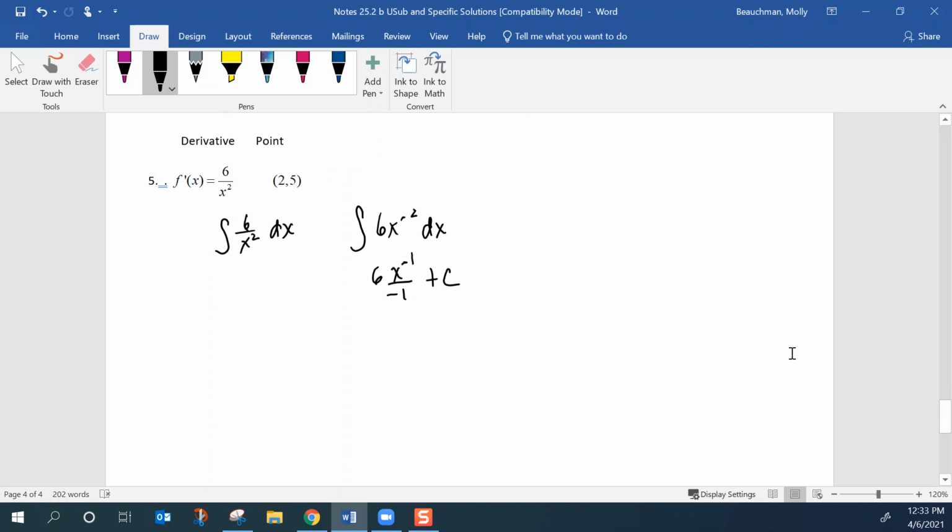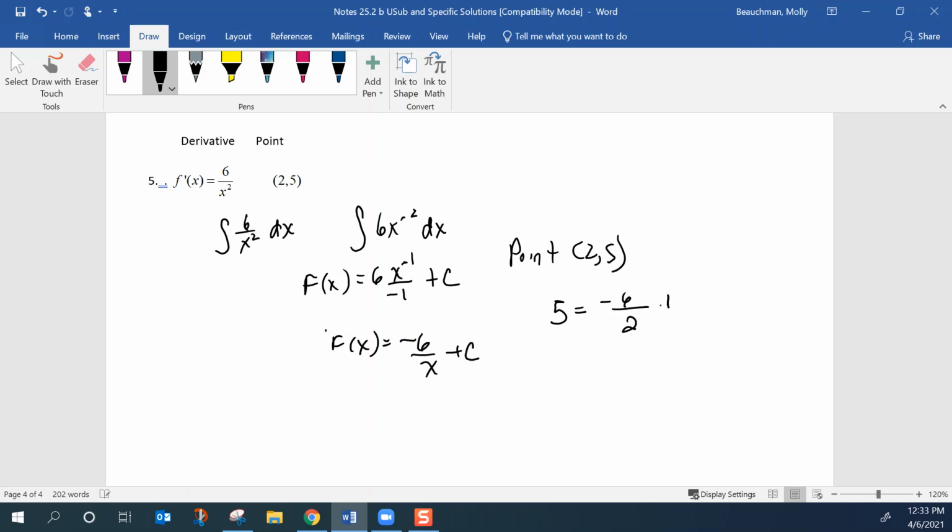So our function, I'm going to put my capital F here. The function f of x is equal to negative 6 over x plus the constant. So that's the family of functions. If it goes through the point 2, 5, then let 5 equal f of x equals negative 6 over x, which is 2, plus the constant. 5 is equal to negative 3 plus c, add 3 to both sides. My constant is equal to 8, so my specific particular function that goes through that point is negative 6 over x plus 8.